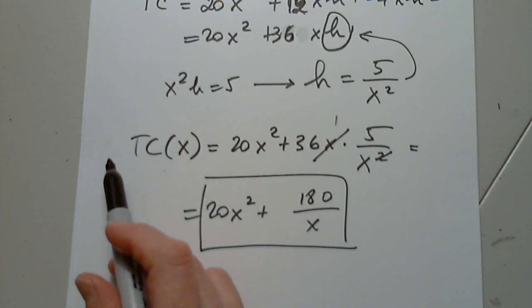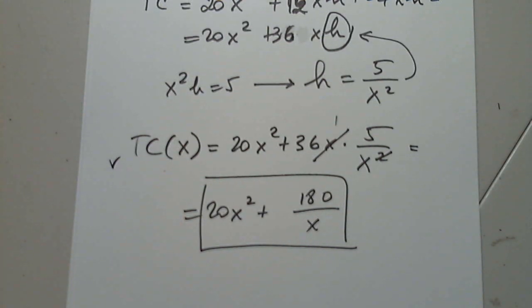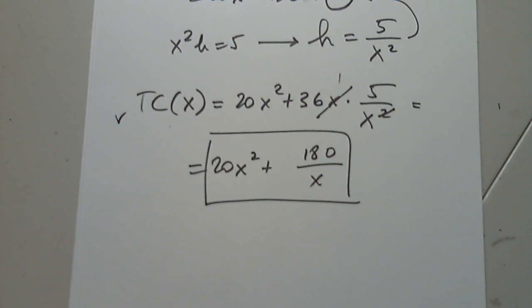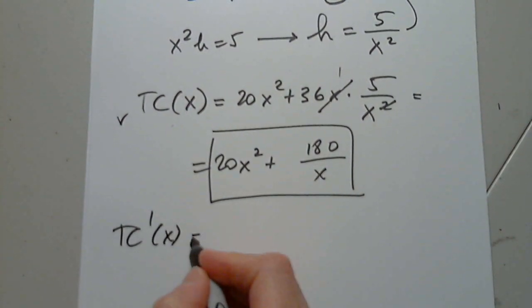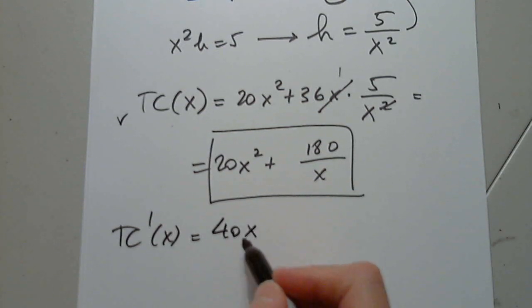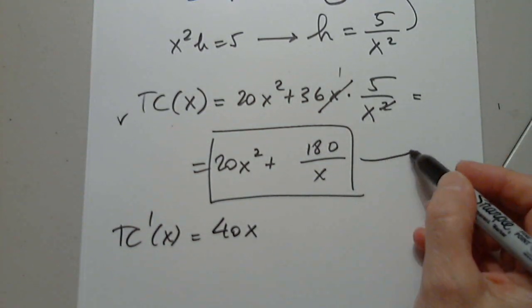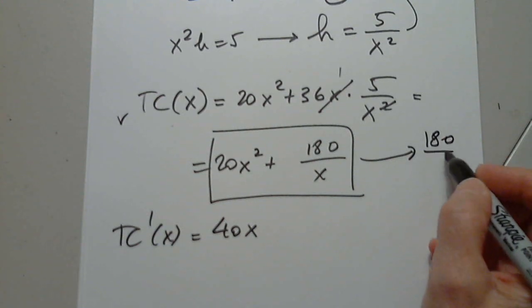I have the function. How do I determine the max min of a function? Based on what we studied in this class, what do I need to find next? Differentiate. Yes, I have to differentiate. I have to find a total cost prime. Excellent, very good. So TC prime will be 40x. Can anyone refresh our memory how to differentiate 180 over x?